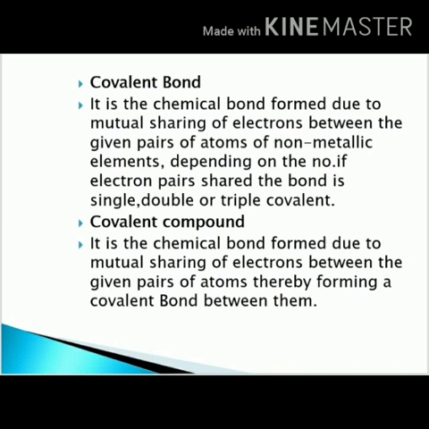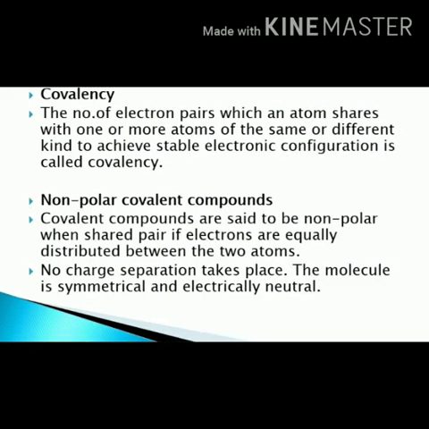Covalent compound. The chemical compound formed due to mutual sharing of electrons between the given pairs of atoms, thereby forming a covalent bond between them. Certain examples of covalent compounds are hydrogen, chlorine, oxygen, nitrogen, carbon tetrachloride, methane, etc. Now, covalency: the number of electron pairs which an atom shares with one or more atoms of the same or different kind to achieve stable electronic configuration is called covalency.